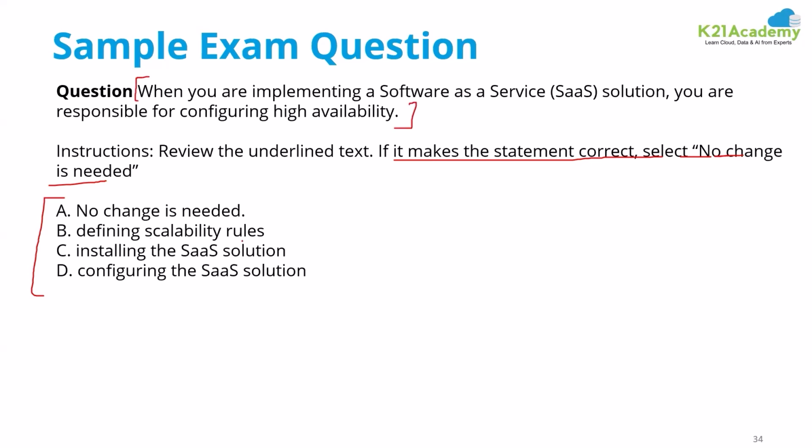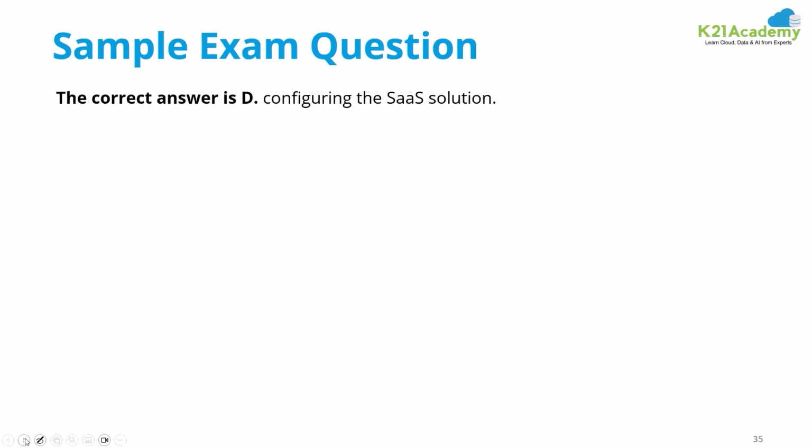Defining a scalability rule is something that is required. Installation of the SaaS solution, configuring the SaaS solution. Review the underlying text, and if this statement is correct, select no changes needed. Which option will you guys select? Let's see. What is the answer? The correct answer is D, basically.